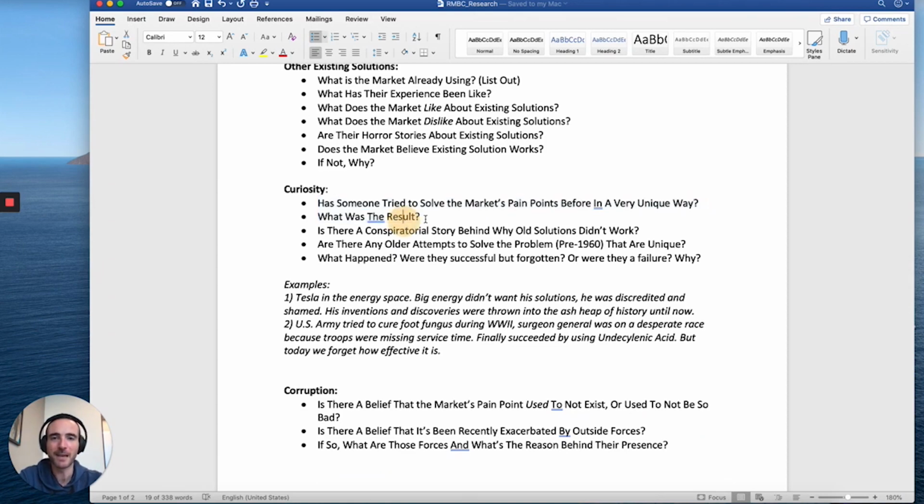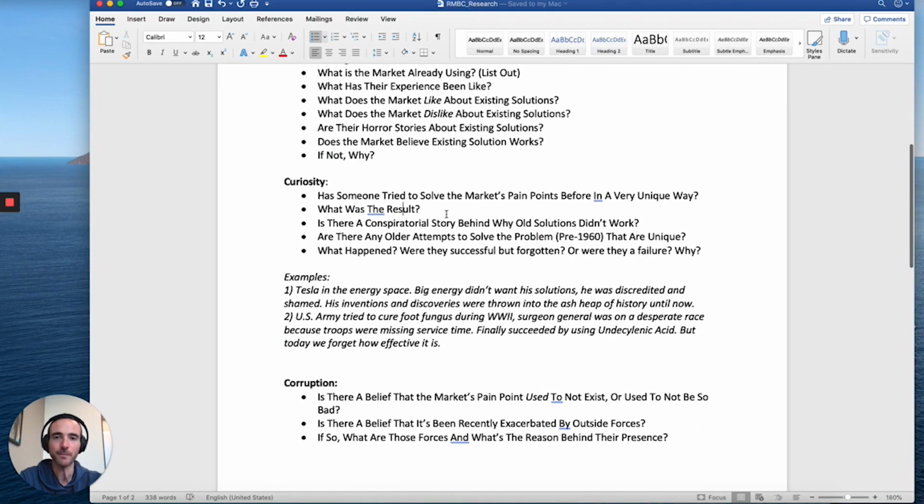So by going through and looking at old attempts at solving the market's pain points, you can find some really cool gold. And what you can also do is find these conspiratorial stories about old solutions as well. For example, Who Killed the Electric Car: the idea that we actually could have had electric cars in the 80s or whatever it was, but GM killed it, right? That's a conspiratorial story.